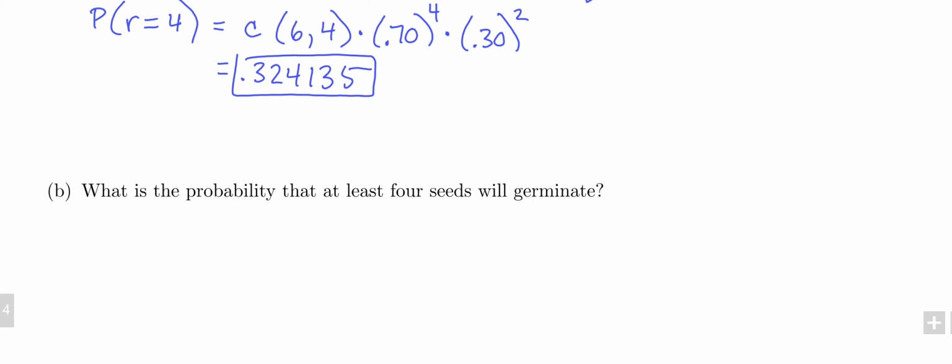For the probability that at least 4 seeds will germinate, we are looking for the probability that r is greater than or equal to 4. Again, at least 4 means 4 or greater. In this case, since n is 6, r greater than or equal to 4 means we're looking for the probability that r is 4, 5, or 6.